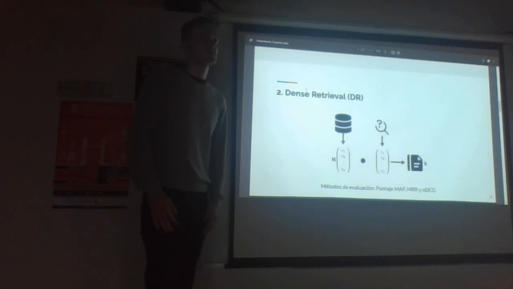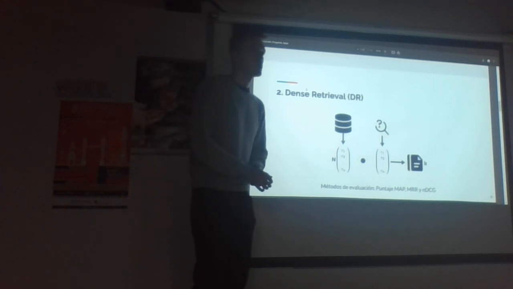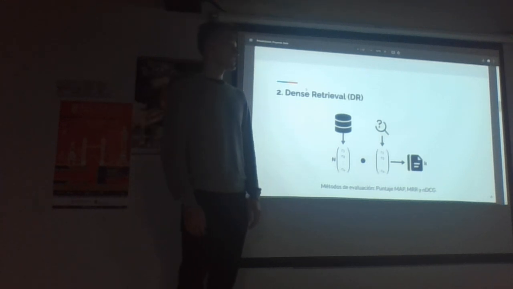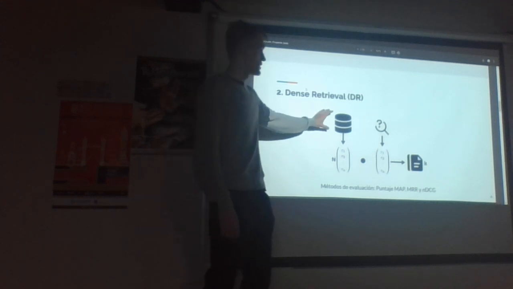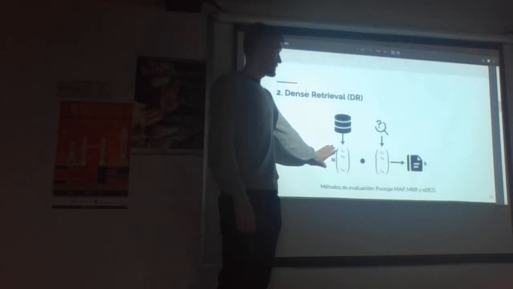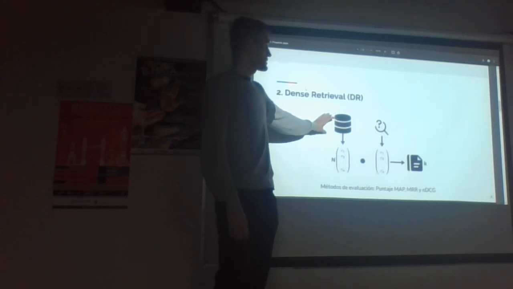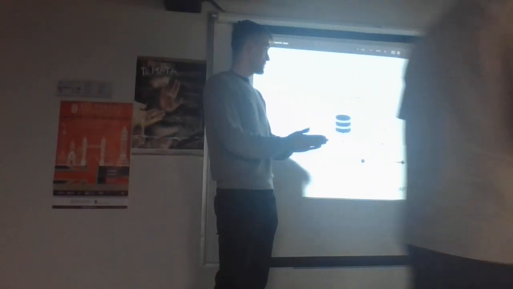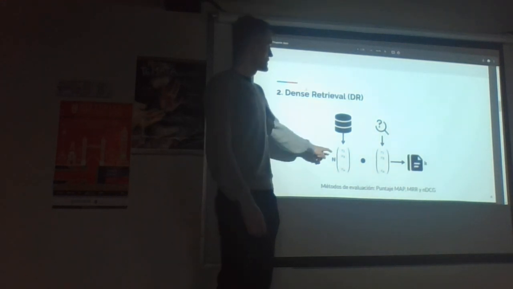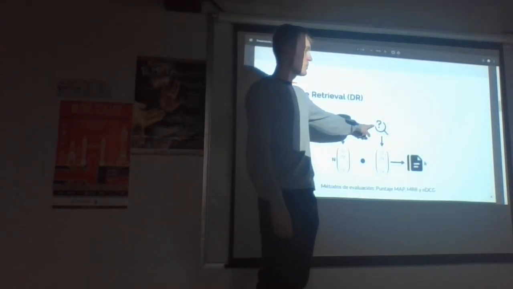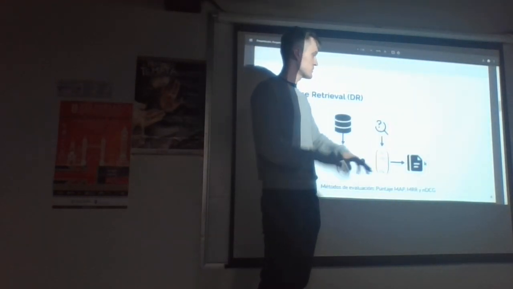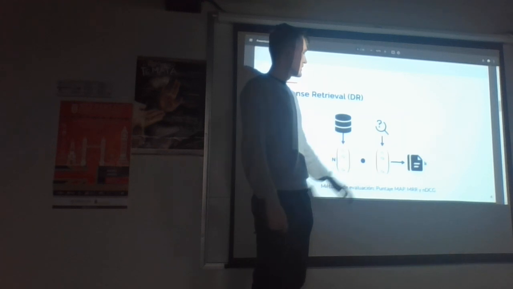So what is dense retrieval as a sub-area in information retrieval? Dense retrieval uses an encoder model like BERT, for example, and the idea is to create the embedding, or the vector representation, of all the documents in the database. So for each document we have one embedding, and then the user types a query.